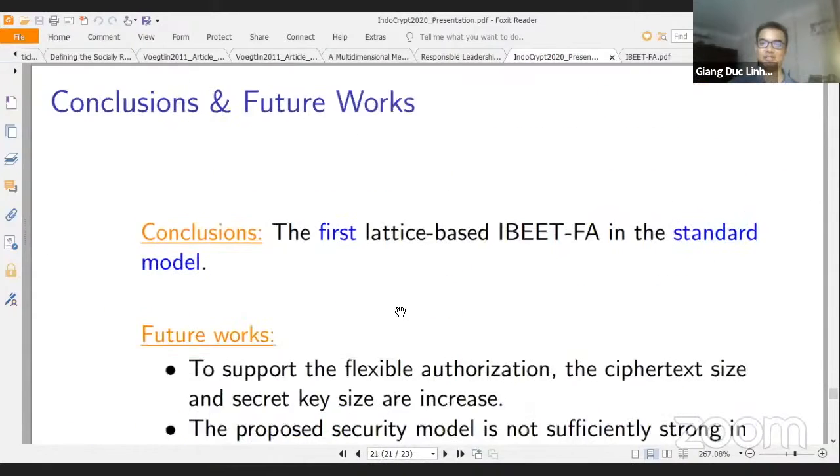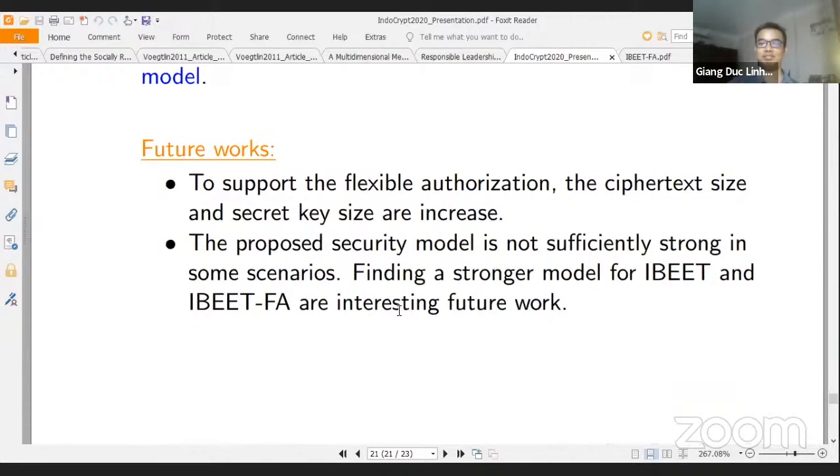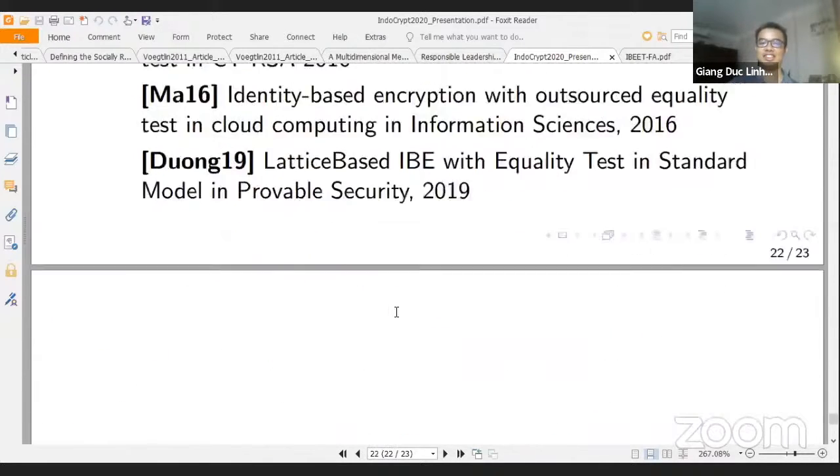For the future work, I think that if people are interested, they can use another trapdoor to decrease the ciphertext size and also the key size, and also they can make a stronger security model. And thank you for your attention. I think that's all.